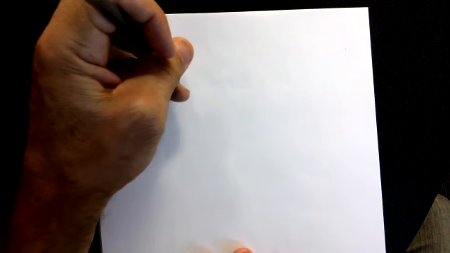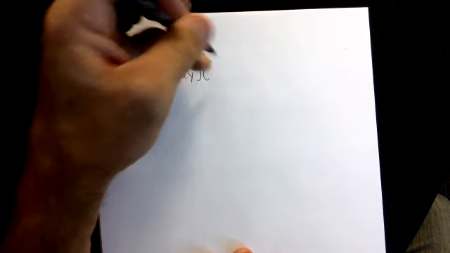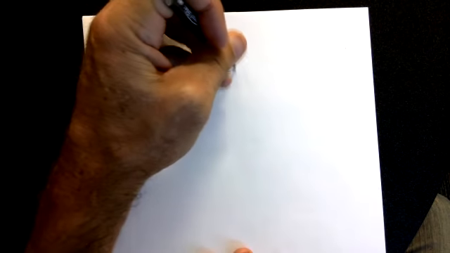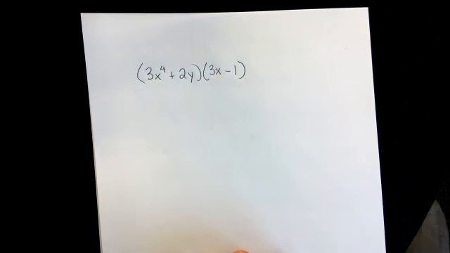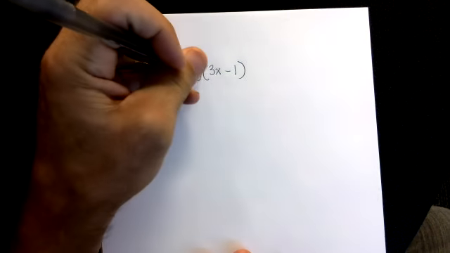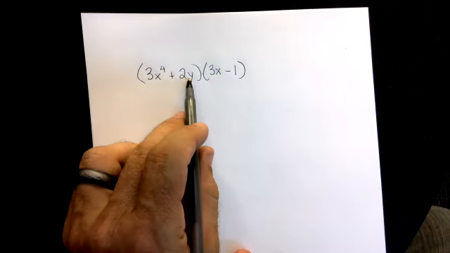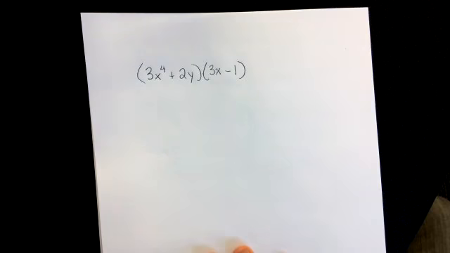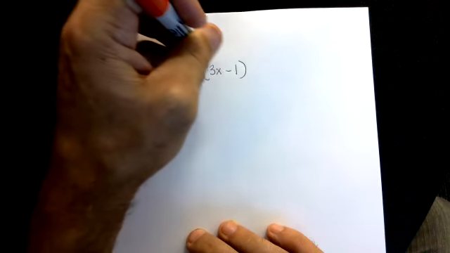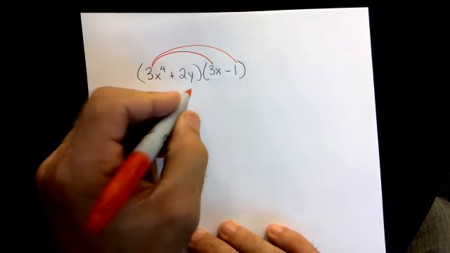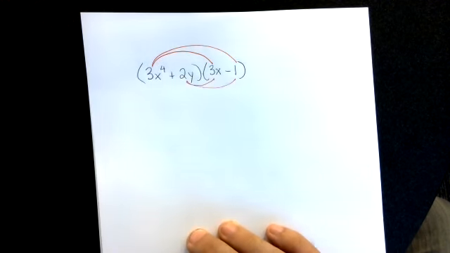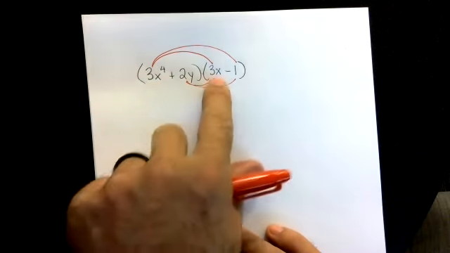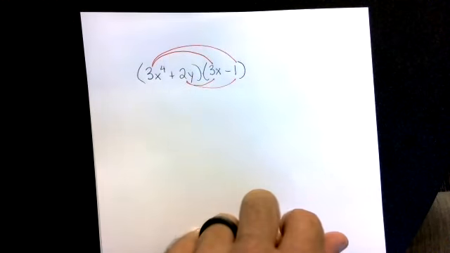So if we had 3x to the 4th plus 2y times 3x minus 1, or something like that. Okay, again, multiplication. If you have a quantity times another quantity, we got to do a bunch of distribution. So we've got to multiply everything in the first set times everything in the second set. So we have 4 terms. There's going to be 4 different multiplications.